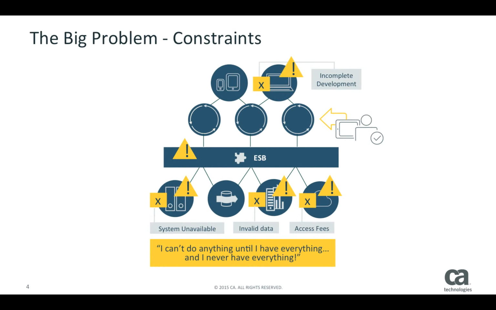Just to frame the problem, in case I lost you on the last slide: what is the problem that we resolve with service virtualization, and why do we need opaque data processing? The big problem we're trying to solve with service virtualization is that we have constraints in our development cycle.